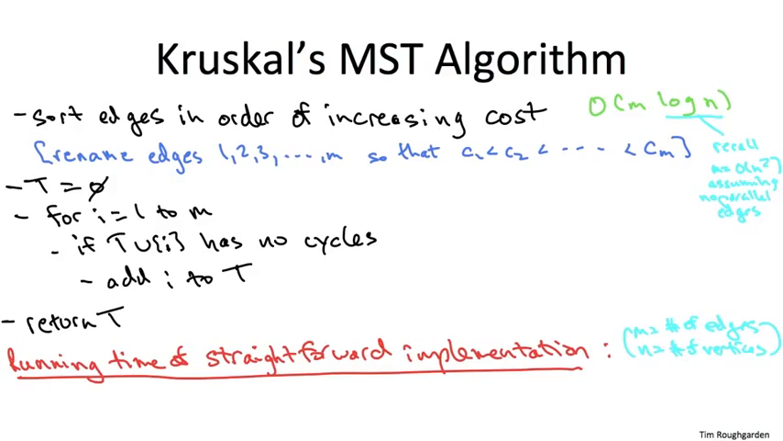Notice that for the minimum cost spanning tree problem, you may as well assume that there's no parallel edges. You may as well assume that the graphs are simple. If you have a bunch of parallel edges between a given pair of vertices, you can just throw out all but the cheapest one. That's the only one you'll ever need.